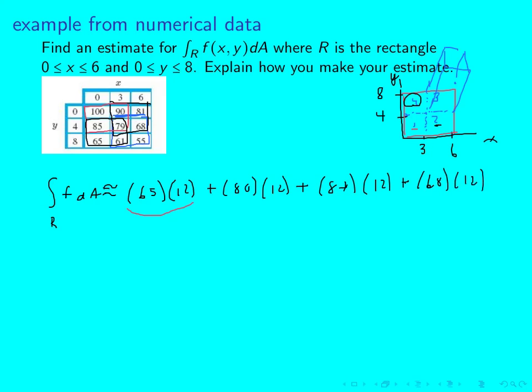I don't think I'm going to calculate all this out, but you can simplify your calculation a little bit if you factor out the 12 and write this as 12 times (65 plus 80 plus 87 plus 68). If you calculate all of that, you get an estimate for the volume under the surface given by f and over the region from x equals 0 to x equals 6, y equals 0 to y equals 8.